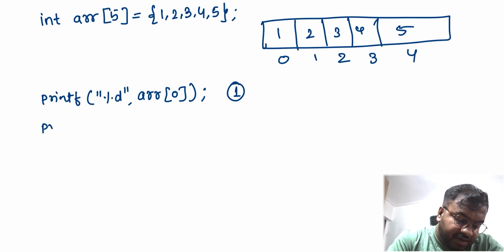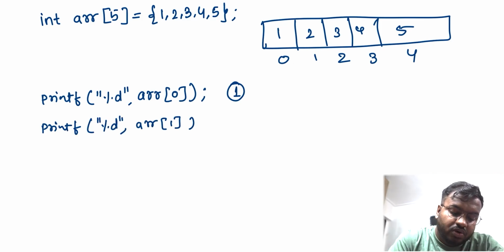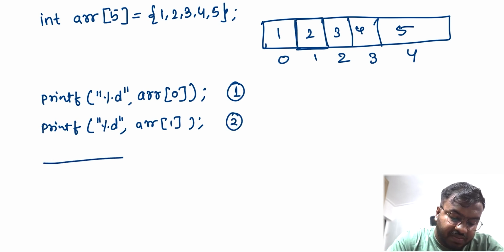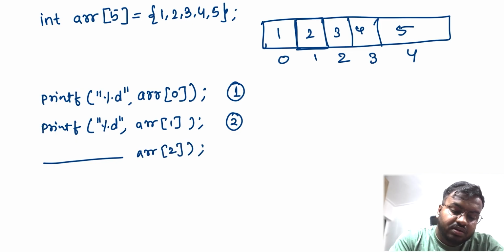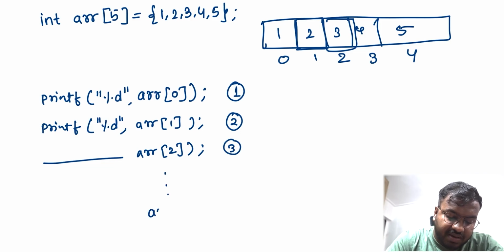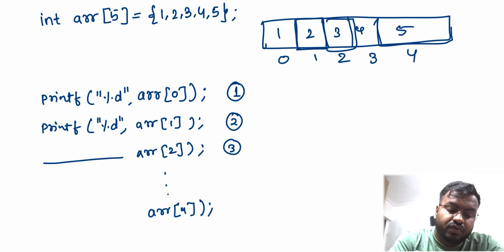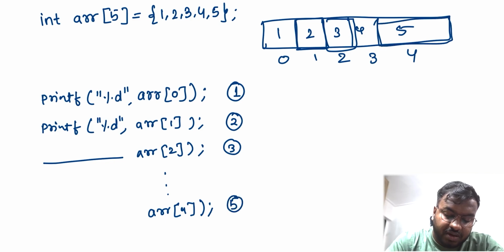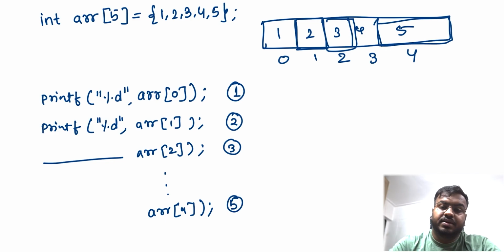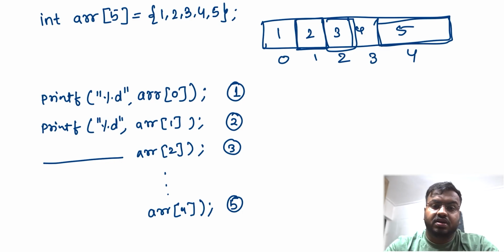If I write printf %d array of 1, then what will be printed? Array of 1, this block. 2 will be printed on the console. In the same way, if I write array of 2, this block, 3 will be printed on the console. If I write array of 4, array of 4 is 5, so 5 will be printed on the console. Again, this is not a practical thing.